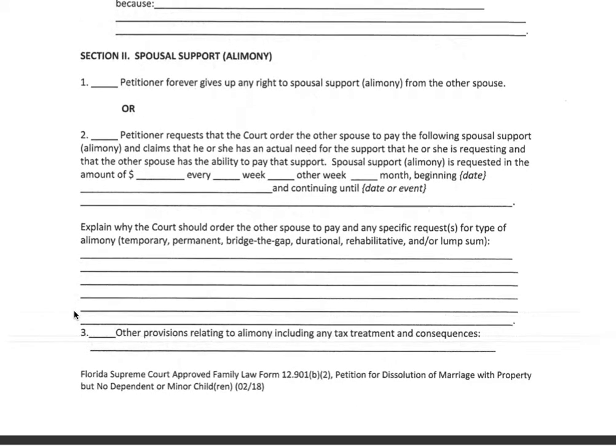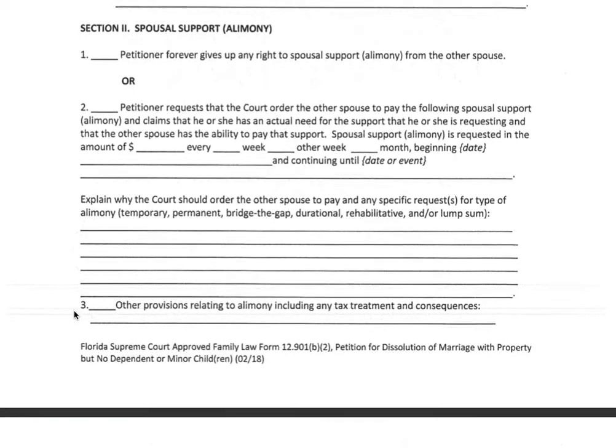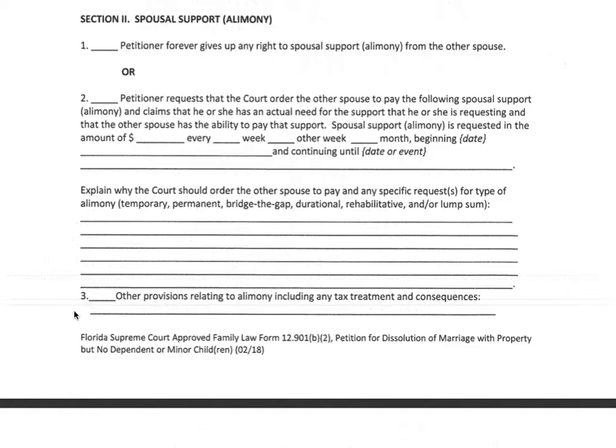Okay? And the next section is spousal support. As I mentioned earlier, you may not have any property to divide, but you may have some type of income that requires you to seek spousal support or alimony. And similar to giving up assets and liabilities, you could also give up your right to spousal support. And this right, once you give it up, you can never get it back.